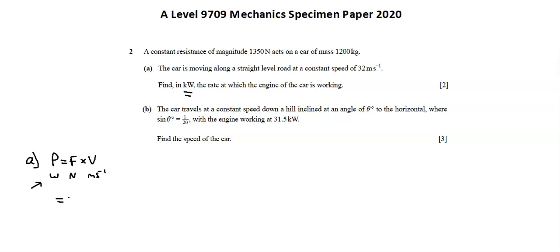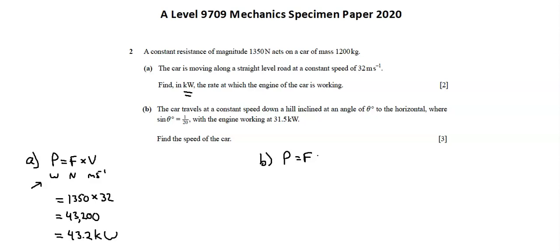Power equals force of 1,350 times velocity of 32. This value is 43,200 in watts. Thus, in kilowatts, we divide by 1,000 to get to 43.2 kilowatts. For part B, I'll also use the formula for power.